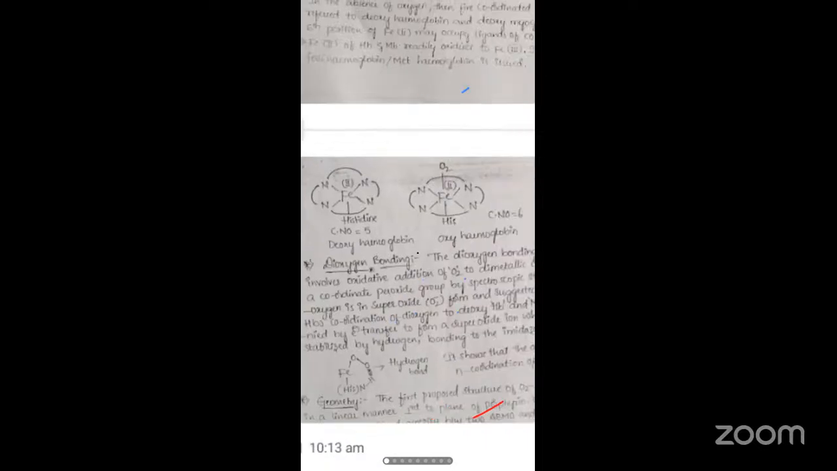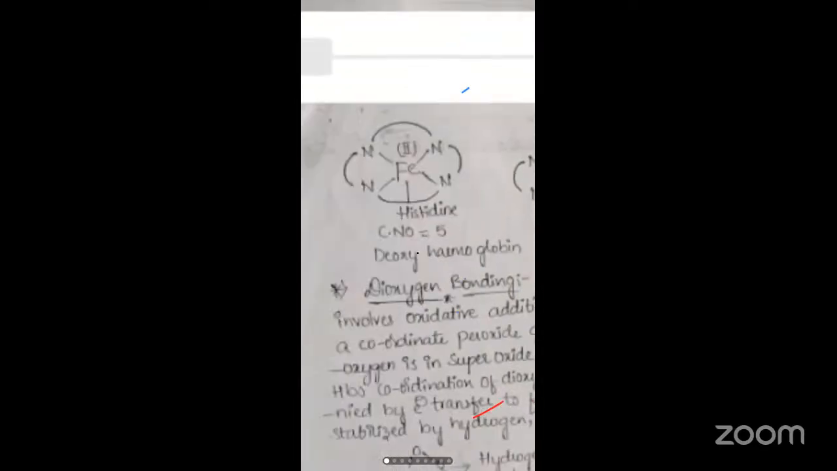These are all the binding modes of hemoglobin. This is a simple form of the hemoglobin structure. This is deoxyhemoglobin, and this is oxyhemoglobin. Coordination number 4, and this is coordination number 5. The fifth one is weakly bound, or a water molecule is there.